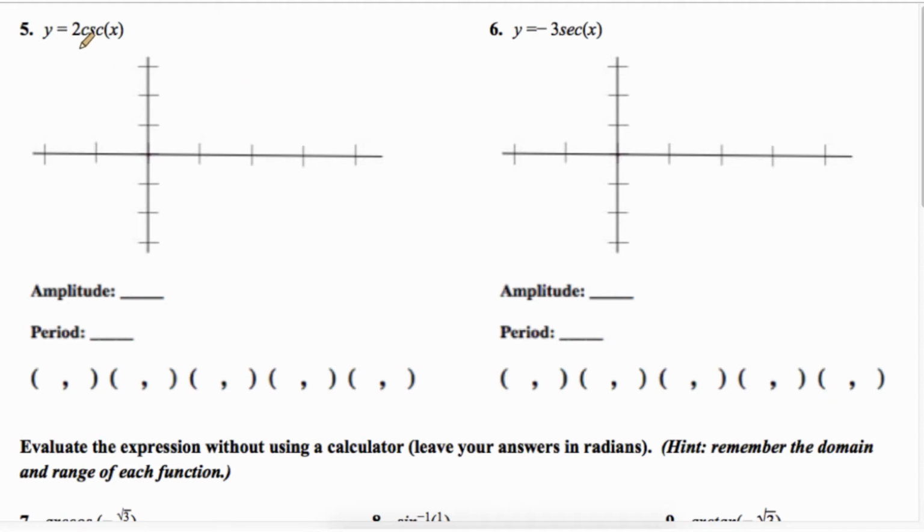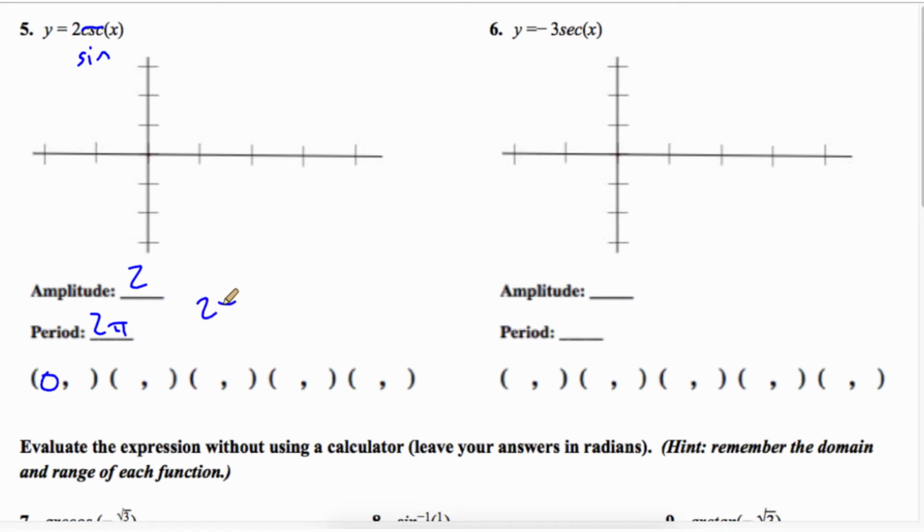Taking a look at problem number 5, we're going to graph out 2 cosecant of x. But since this is a cosecant, I want you to ignore that for a minute and pretend this just says sine. So we're going to do all of that same amplitude and period stuff that we were doing before. So the amplitude is 2. We've got a b value of 1, so we end up with a period of 2 pi. There is no c value, so we're going to end up starting at 0.